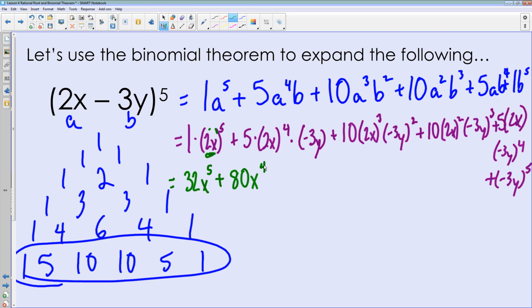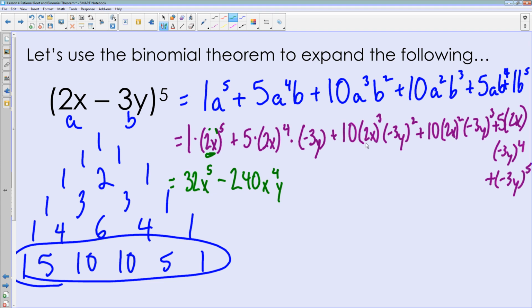Whoops, and I forgot about the minus 3y. So I also want to multiply 80 times negative 3. So times negative 3, that's going to be negative 240. So here we go. We'll fix that. So take away this plus sign too. So it's going to be minus 240 x to the fourth y. All right, I won't make that mistake again.